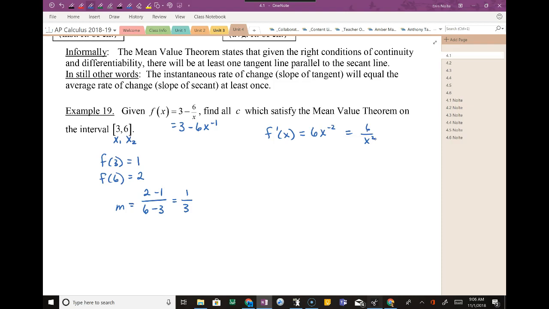So now what am I going to do? What's my last step here? How do you use the mean value theorem? We set the secant line equal to the tangent line. So all I'm going to do now is take my secant slope, which was 1/3, and set it equal to my tangent line and find the x value where they are both equivalent. So how would you solve that equation?